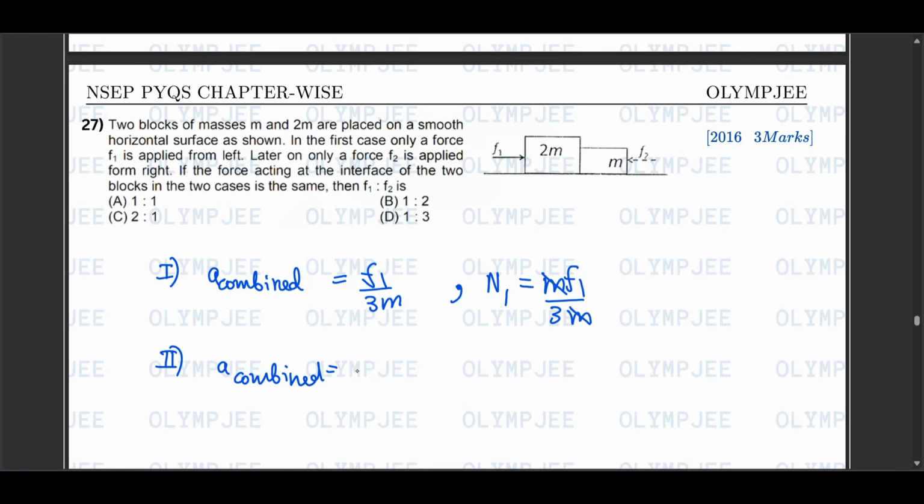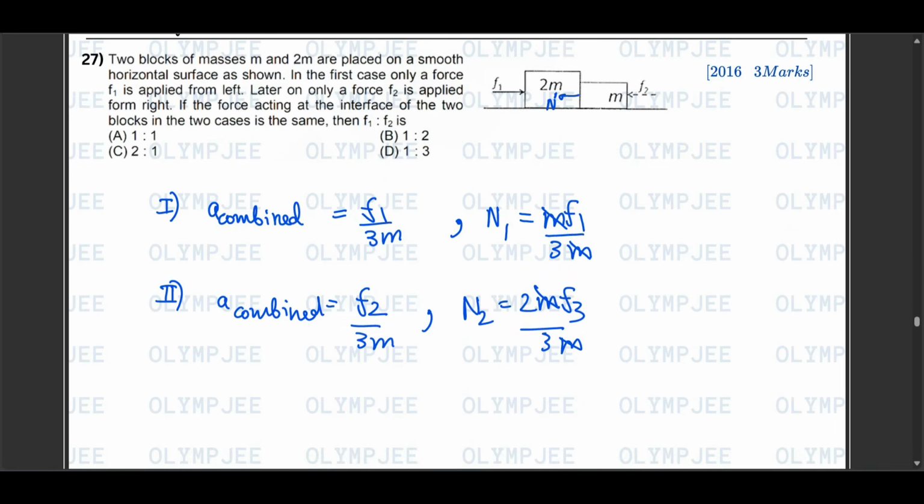In the second case, the total acceleration will be F2 by 3m, and this normal will be in this direction for 2m, and this will be the only external force on 2m, so this should be equal to ma. So N2 should be equal to 2m multiplied by F2 by 3m, and since these are equal, 2 by 3 F2 is equal to F1 by 3. So F1 by F2 will come out as 2 by 1. So the answer is option C.